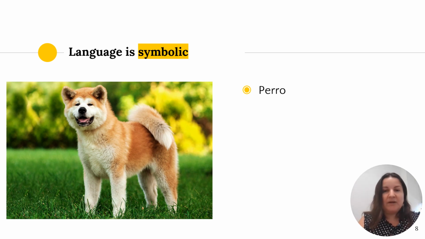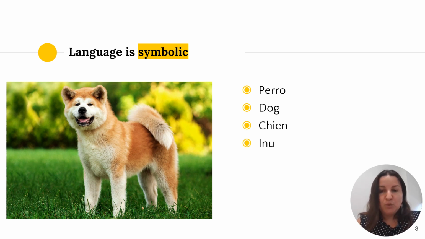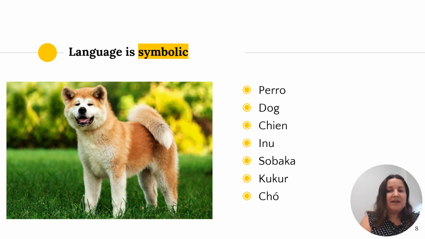However, that's just one language, right? We could call this animal anything as long as we agree that this is what we're going to call it, right? And this is why the word for this animal is also dog in English, or chien in French, inu in Japanese, sobaka in Russian, kukur in Hindi, cho in Vietnamese. All these languages are correct, right? All these different words refer to the same animal, because language is symbolic. There is no relationship between those words and that animal, except that a community of people who speak each language agrees what sound is going to refer to that animal.